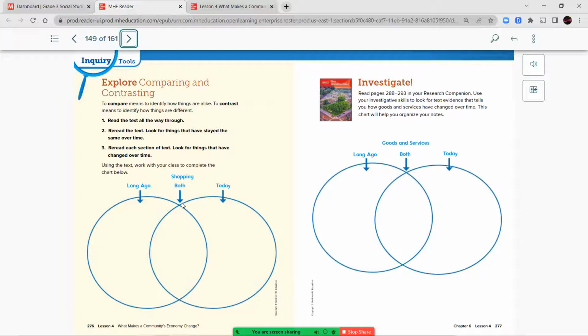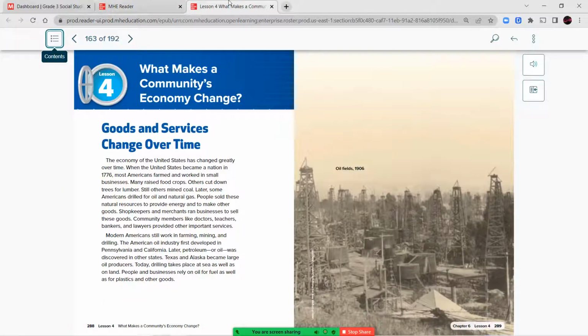Now for the next page, we're going to read pages 288 to 293 in our research companion, and we're going to use our skills to look for text evidence that tells how goods and services have changed over time. We're going to use this same chart called the Venn diagram to help us sort out our information. All right, let's switch over to our textbook.